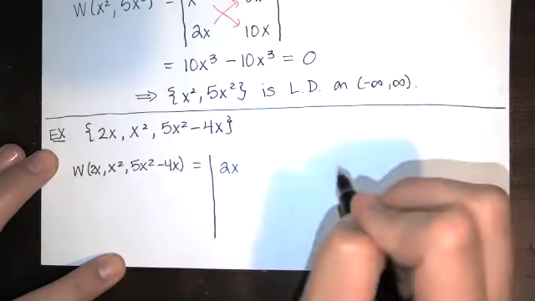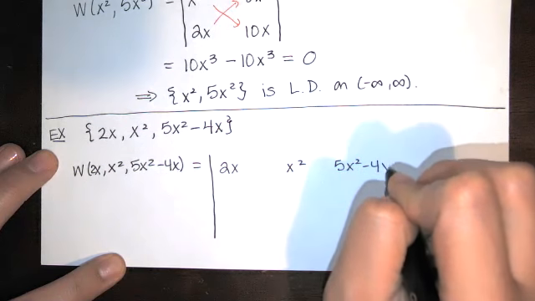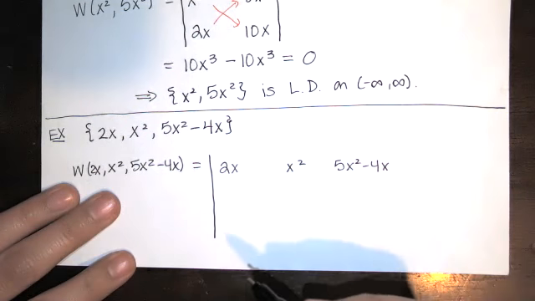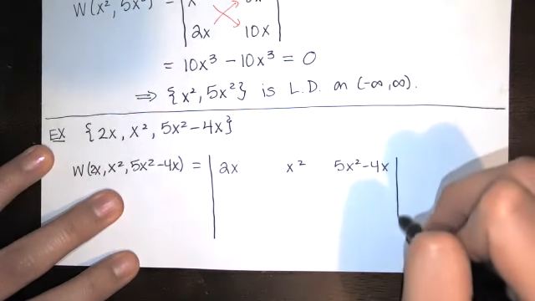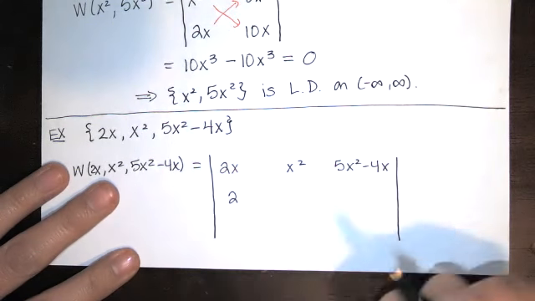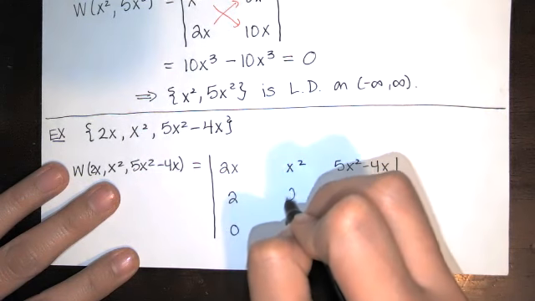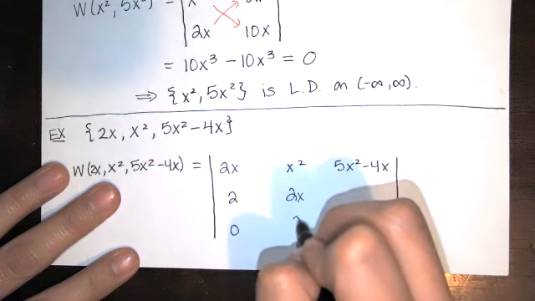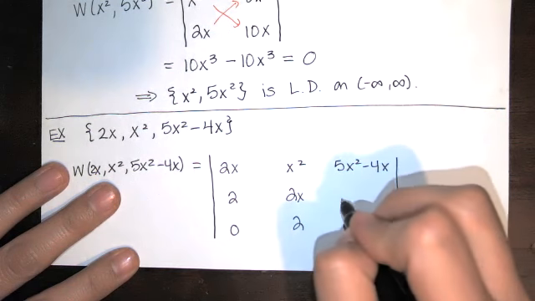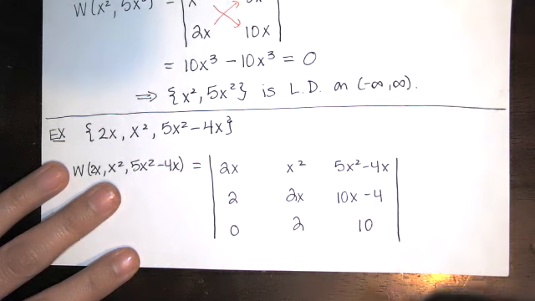Those go in your first row. And then you compute the derivatives all the way down until it's a 3 by 3 matrix, and you're taking its determinant. The derivative of 2x is 2, derivative of 2 is 0. The derivative of x squared is 2x. The derivative of 2x is 2. The derivative of this guy is 10x minus 4, and the derivative of that guy is 10.